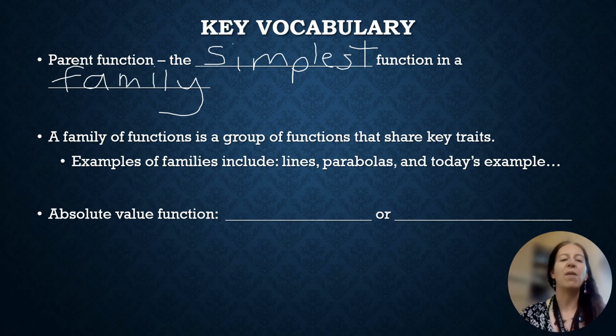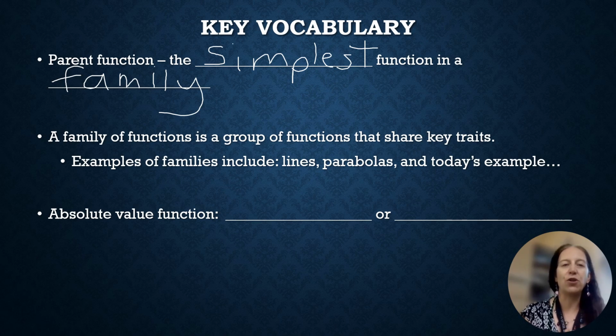What's a family? A family of functions is a group of functions that share key traits. Examples of families would include lines. In Algebra 1, you hopefully did a lot with lines, but all lines fall under that family of function called lines.